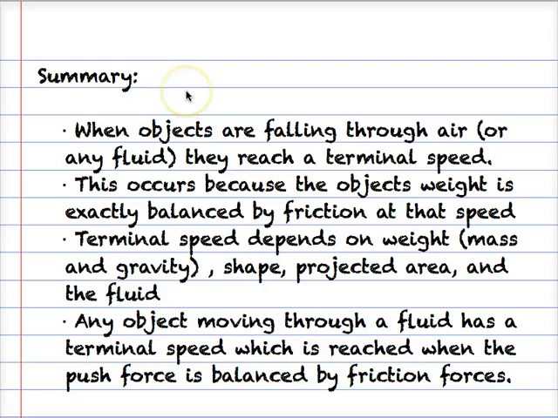So in summary, when objects are falling through air or any fluid, they reach a terminal speed. This occurs because the object's weight is exactly balanced by friction at that speed. Terminal speed depends on weight, mass and gravity combined, shape, projected area, and the fluid that it's actually falling in. Any object moving through a fluid has a terminal speed, which is reached when the push force is balanced by the friction force.